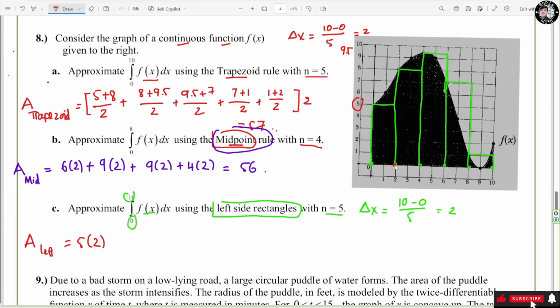Next one, the length right here is going to be 8. Plus 8 times 2 plus the next one right here, so it could be 9.5 times 2 plus this guy right here, it should be 7 times 2, and this guy right here, it should be 1, right? 1 times 2 equals 61.